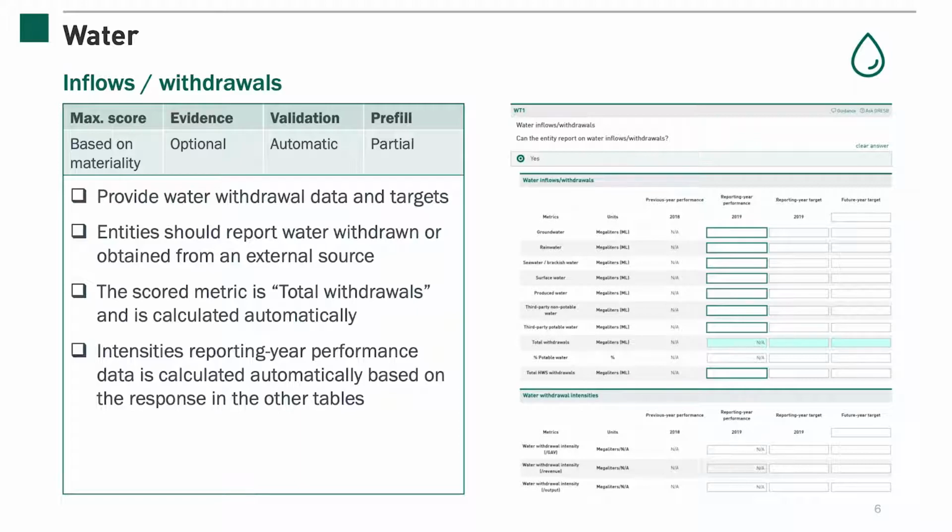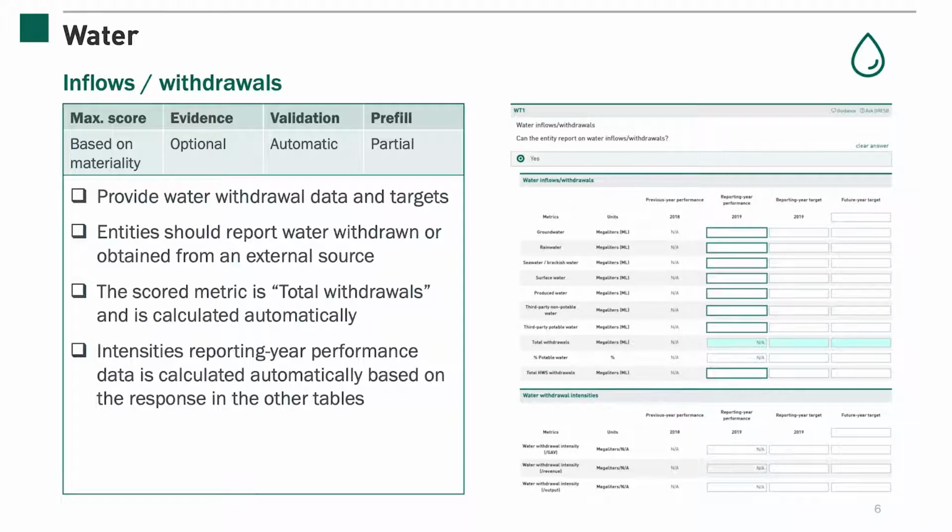Report water withdrawn by the source from which it came. For example, if an entity has taken in groundwater, it should be reported under the metric groundwater. The scored metric is total withdrawals. To obtain full points for the indicator, entities should provide targets for the reporting year and a future year for the scored metric. Note that the targets for the scored metric are not calculated automatically.